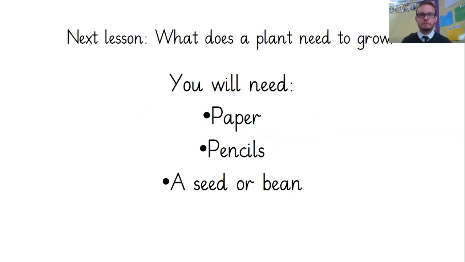Okay, so that's the end of our lesson today. For next lesson, we're going to talk about what a plant needs to live in more detail. What you're going to need for this is some paper, pencils, and if you can get them, it will be so good if you can get a seed or a bean. Make sure it's not a baked bean, something that's already been cooked or changed in some way, but just a bean, like a runner bean would be really good. And we're going to have a bit of an investigation.